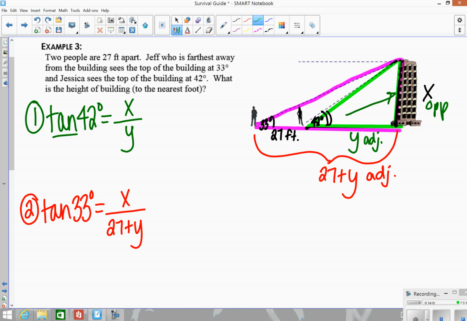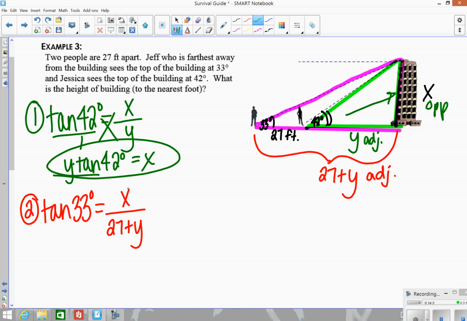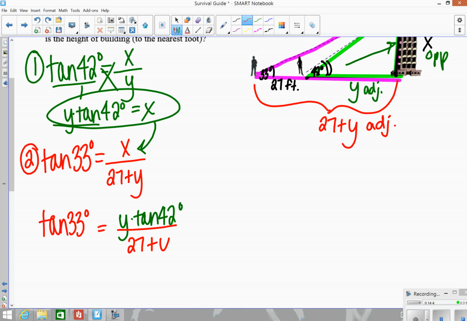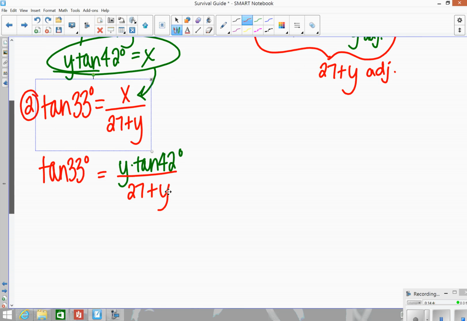So what I'm going to do here is get x by itself, which is pretty easy because I'm just going to cross multiply. So y times tan of 42 is equal to x. And then right here, instead of having x in this equation, I'm going to replace it. So this is going to become tan of 33 equals, instead of x, y times tan of 42, and then it's all over 27 plus y. And then from here, we're going to work with this equation now.